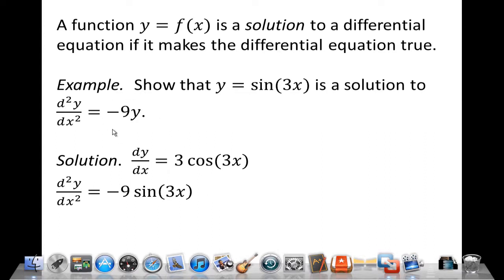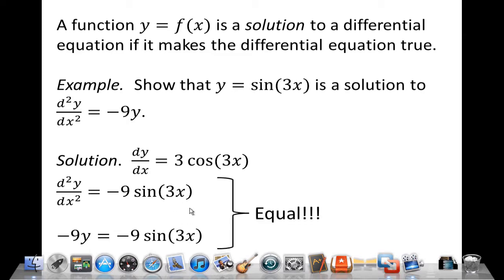We go back to negative 9y, figure out what it will be equal to, and then compare the two. Negative 9 times y, we said y was equal to the sine of 3x, so negative 9 times y becomes negative 9 times the sine of 3x, which, when we compare these two, are equal. And so therefore, y equals the sine of 3x is a solution to that particular differential equation.